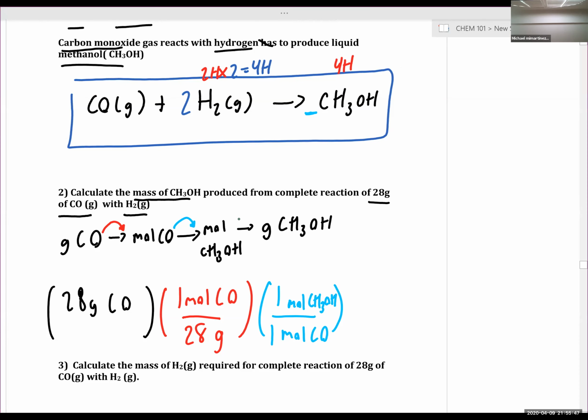Finally, we need to go from moles of methanol to grams of methanol. To do that, we're going to have grams of methanol on top and moles of methanol on the bottom. This is, in effect, the molar mass of methanol. So let's really quickly, I'd like you to take a moment and calculate the molar mass of methanol, just to make sure you're still comfortable doing that.